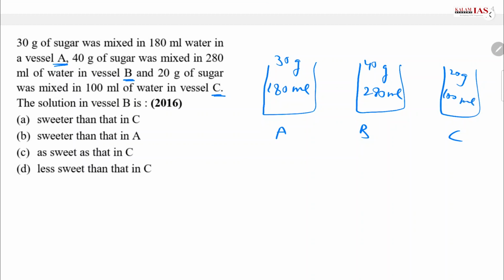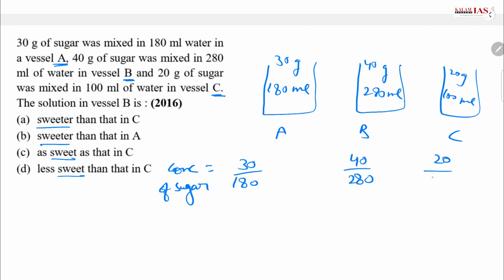We have to compare the sweetness between these three vessels. Sweetness is basically the concentration of sugar in these three vessels, which we can simply find by dividing the values and getting the answer. So in the first case, the concentration of sugar will be 30 by 180. In the second case, it will be 40 by 280. In the third case, it will be 20 by 100. It comes out to be 1 by 6, 1 by 7, and 1 by 5.